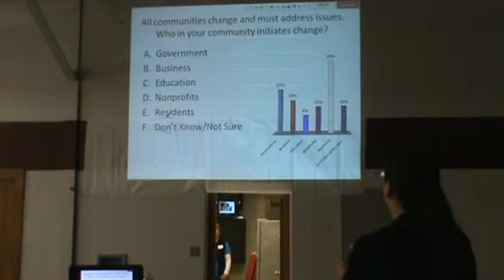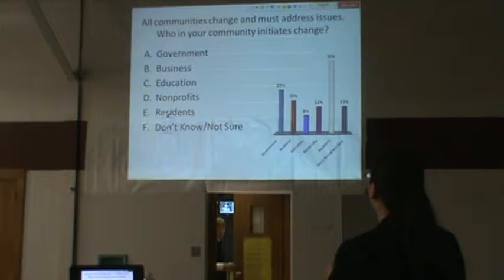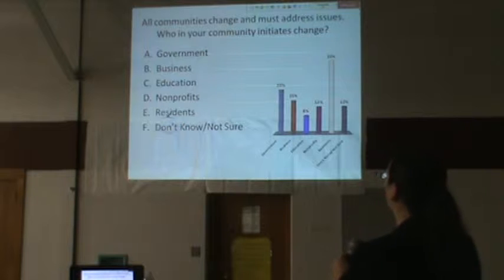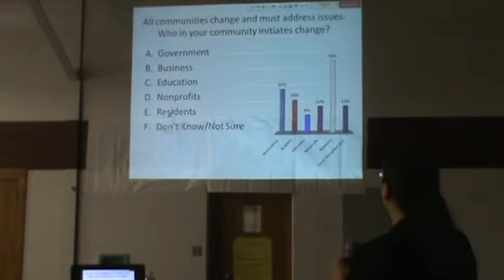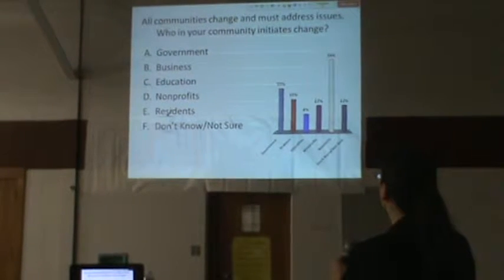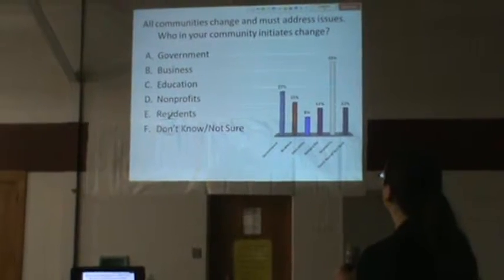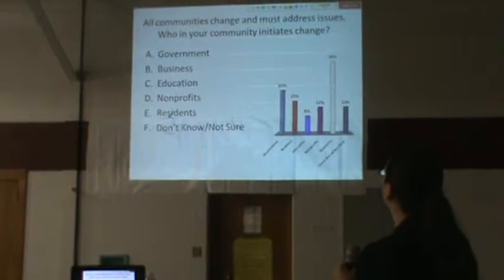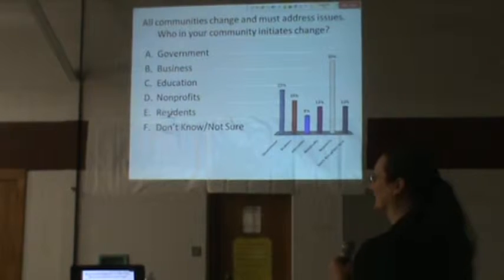20% of people say government. Actually, the highest rank is residents. Residents are 33%. Government is 20%. Business is 15%. High at 12% for nonprofits, and don't know, not sure, and 8% for education. So interesting that residents come up so highly.